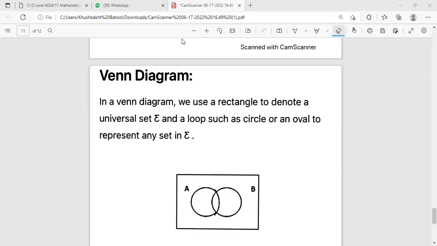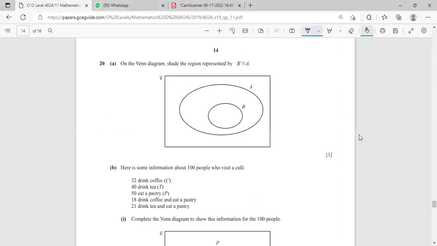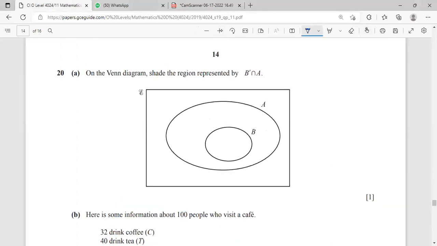Okay, now this is a past paper. Okay, let's try solving these questions now. It says on the Venn diagram, shade the region represented by B complement intersection A. Now this type of a scenario is different. We have the universal set. Universal set के अंदर we have set A, and set A के अंदर we have set B.